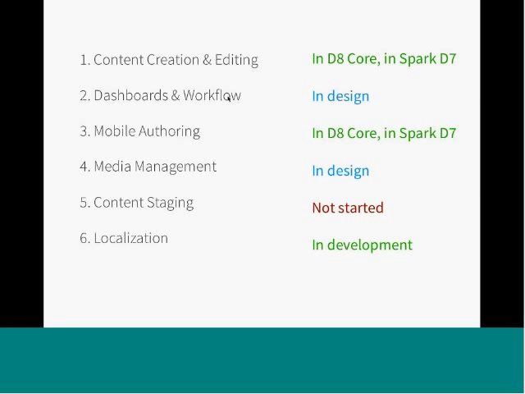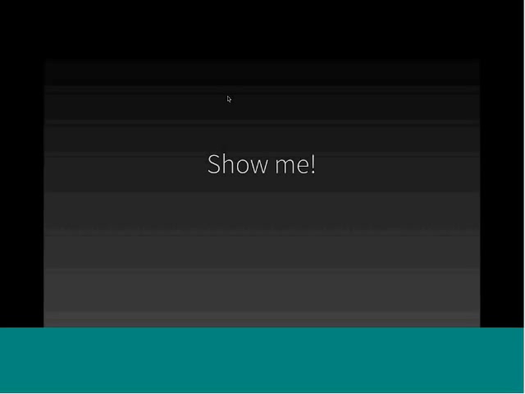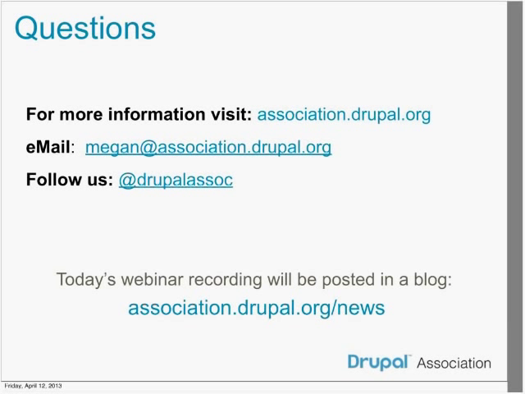But so mobile authoring, a lot of the improvements that we've done in D8 Core in terms of mobile authoring, and we and others also have been ported back into D7. Media management, we're still working on designs for that, on improving media module. Content staging, we haven't started on that, but we know it's very key. And localization, again, like I said, we're working on that. So with that, I'd like to pass things over to Jesse, and she's going to show you a lot of what we've done in both D7 and D8, and kind of demo how that's all working, and a lot of it is working incredibly smoothly and beautifully. Kudos to her and to all of the rest of the team for making all this work.